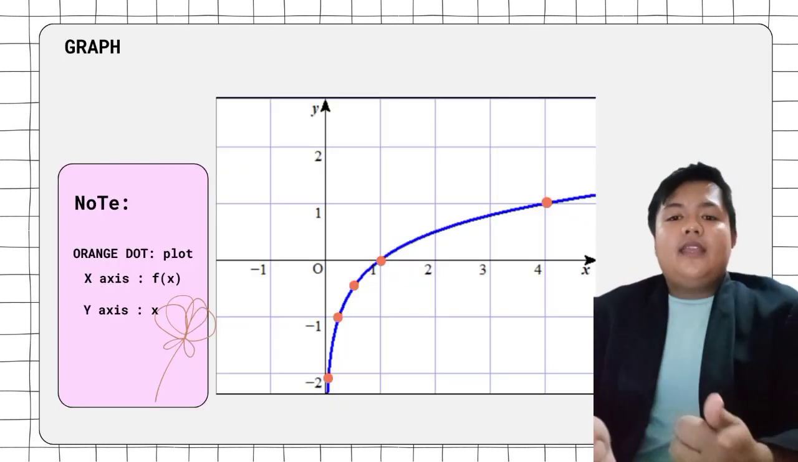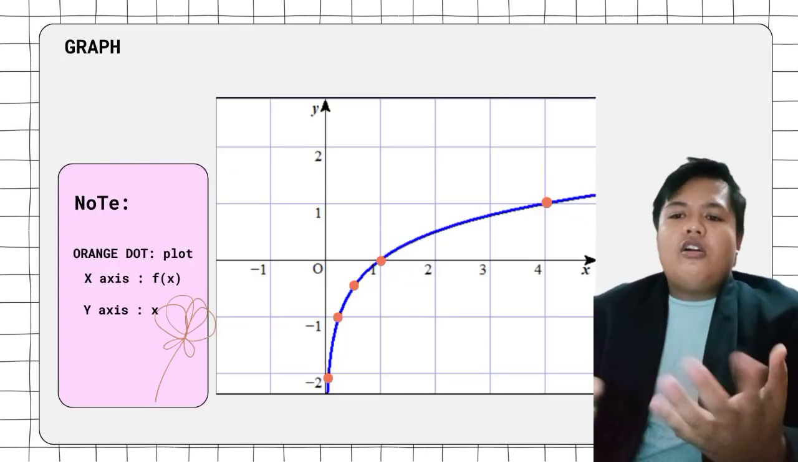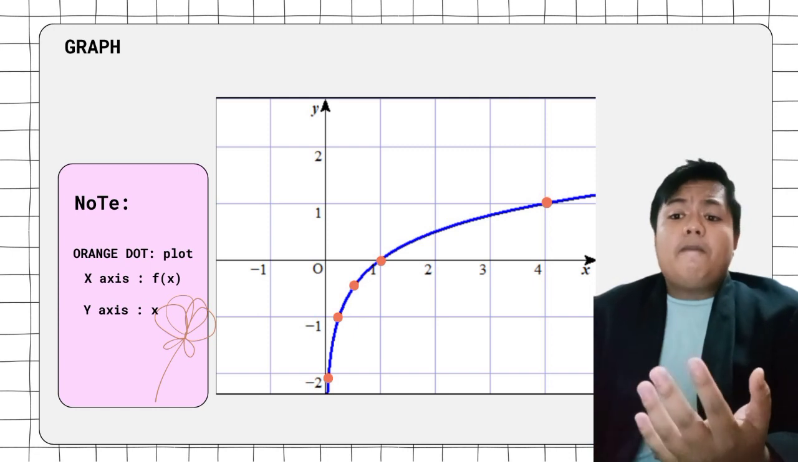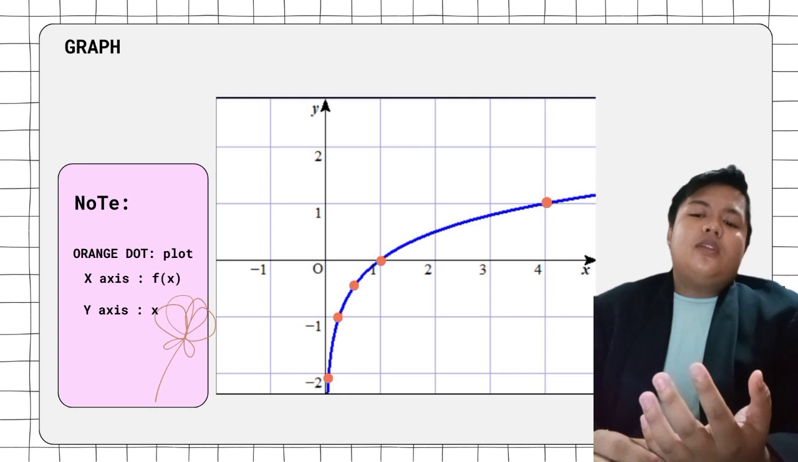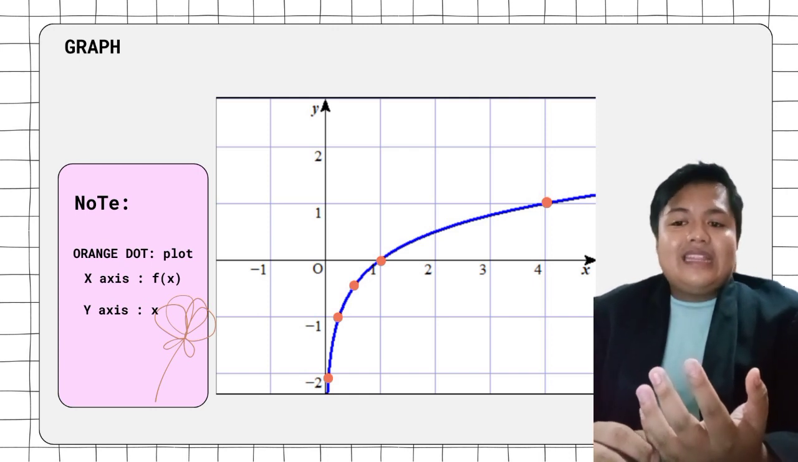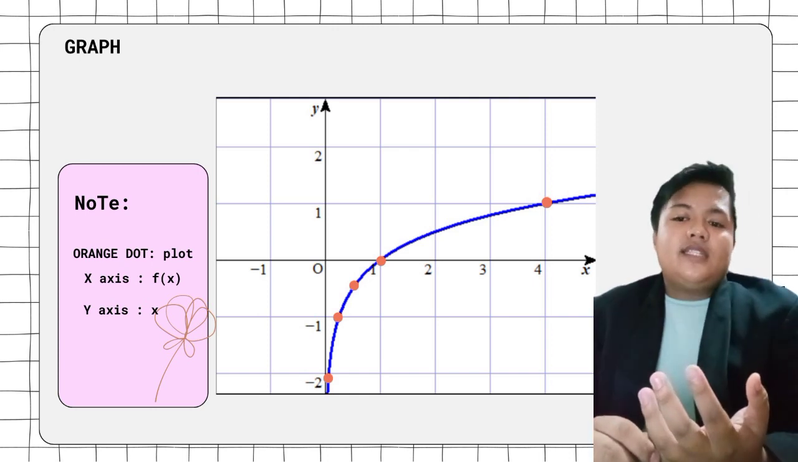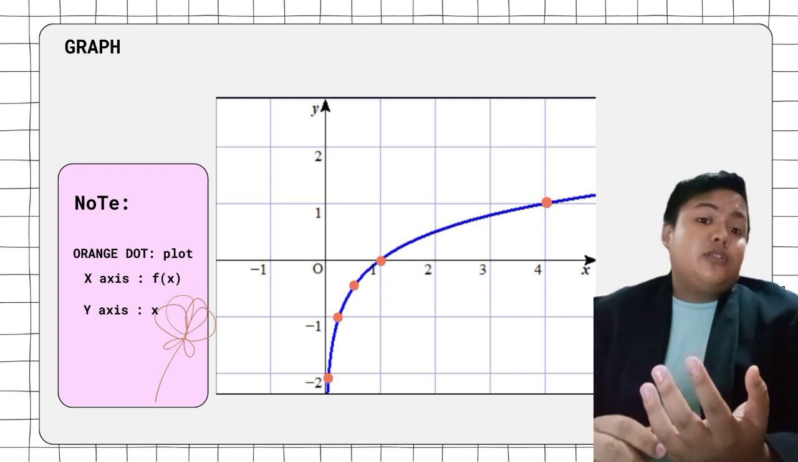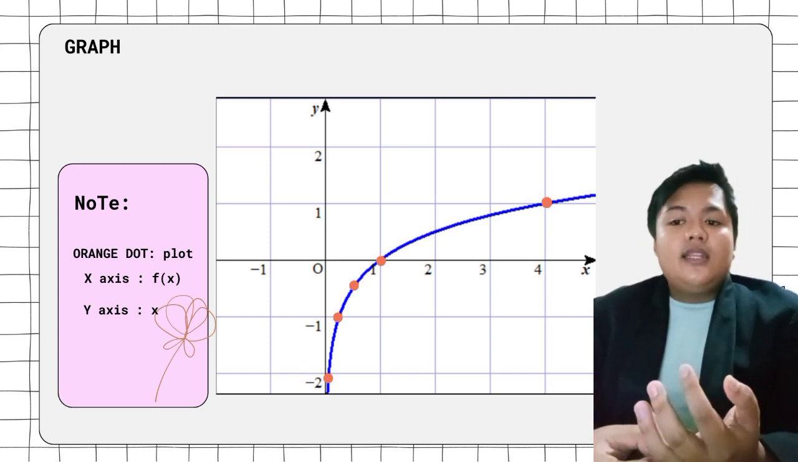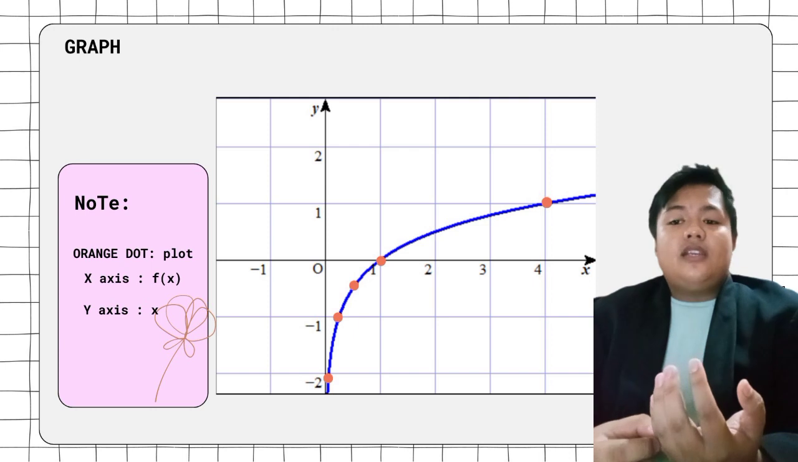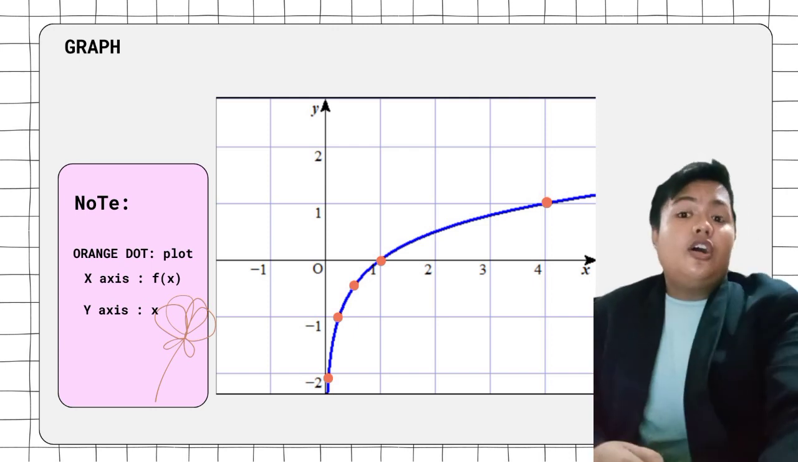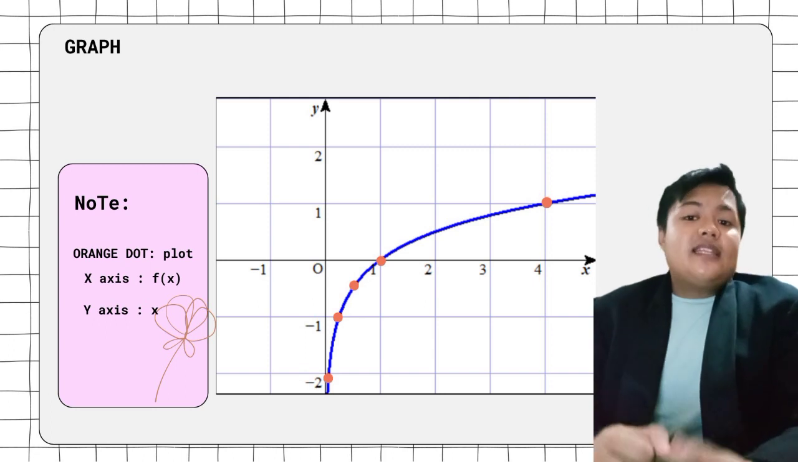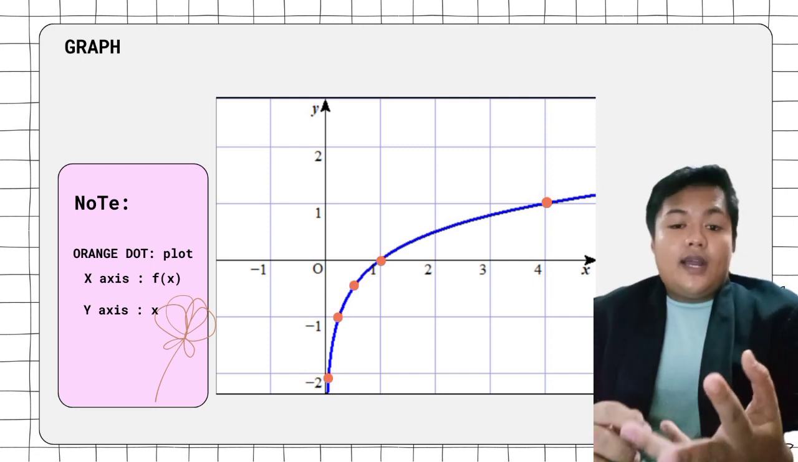So for the graphing, yan, yung mga orange dot, yan yung mga plot. So, negative 2, tapos yung 1/16, yung 1/4 is equal to 1/2, 1/2 is equal to negative 1/2, 1 is equal to 0, and 4 is equal to 1. Yan. So, note: orange dot is equal to plot, x-axis is equal to f of x, and y-axis is equal to x.